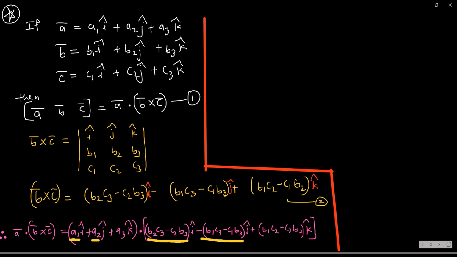So here, students, see what I get. I will multiply. In a bar dot b bar cross c bar, I will get a1 into this: b2 c3 minus c2 b3, times a1.